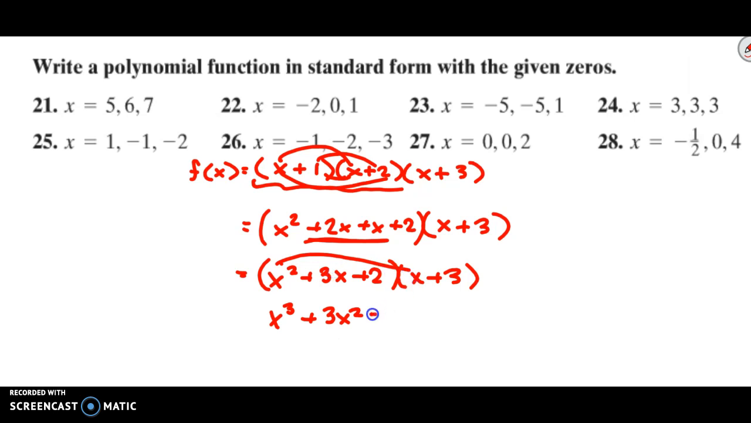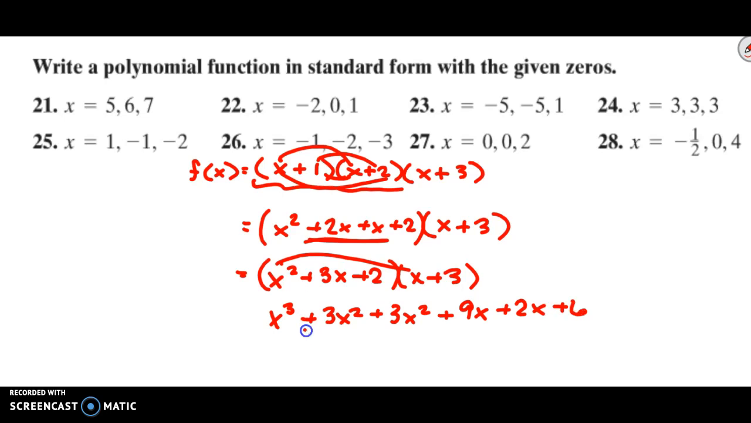3x to x is 3x squared. 3x to 3 is 9x. 2 to x is 2x. And 2 to 3 is 6.